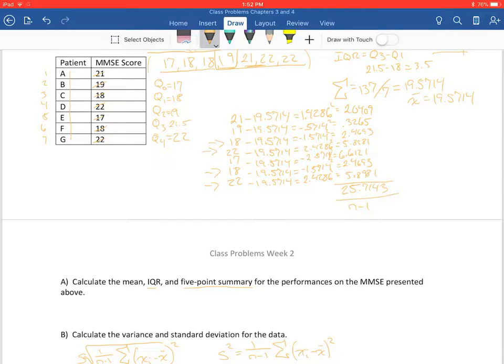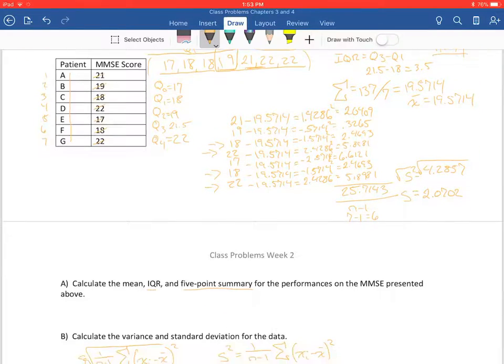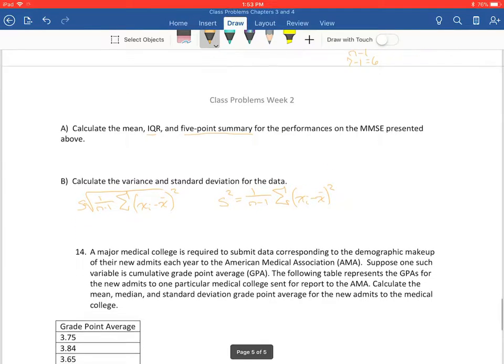It's going to give you 25.7143, and we divide this by n minus 1, which is 7 minus 1 equals 6. Dividing by 6, you get your variance, your s squared, which equals 4.2857. Then if you take the square root of the variance, s, your standard deviation, is going to equal 2.0702. That is your standard deviation for this problem. So there's your 5-point summary, IQR, mean, and how you solve for your variance and standard deviation.